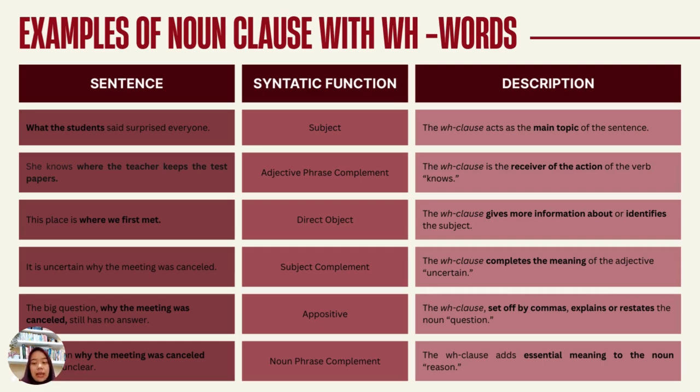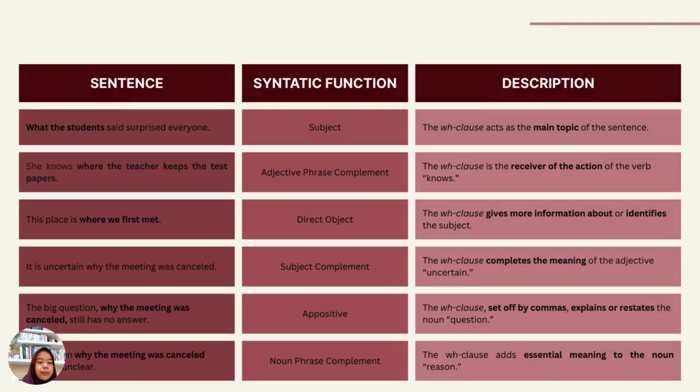And then the last example: the reason why the meeting was cancelled remains unclear. The function of that clause is noun complement. Here, there are no commas in that sentence. The clause why the meeting was cancelled is essential. It defines exactly which reason we are talking about.